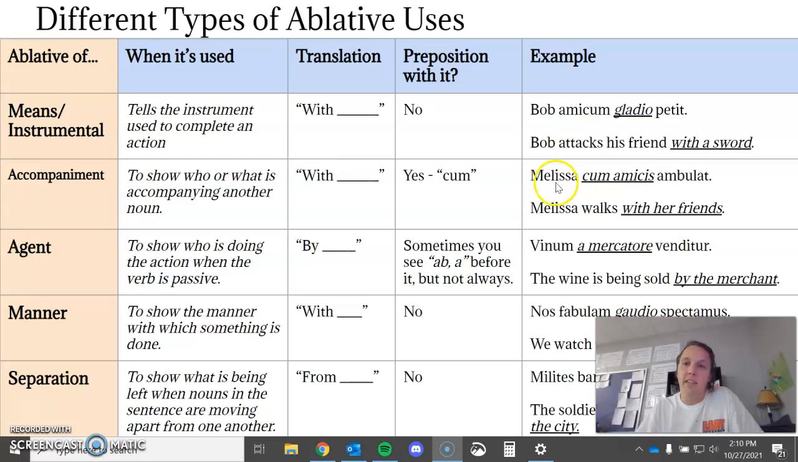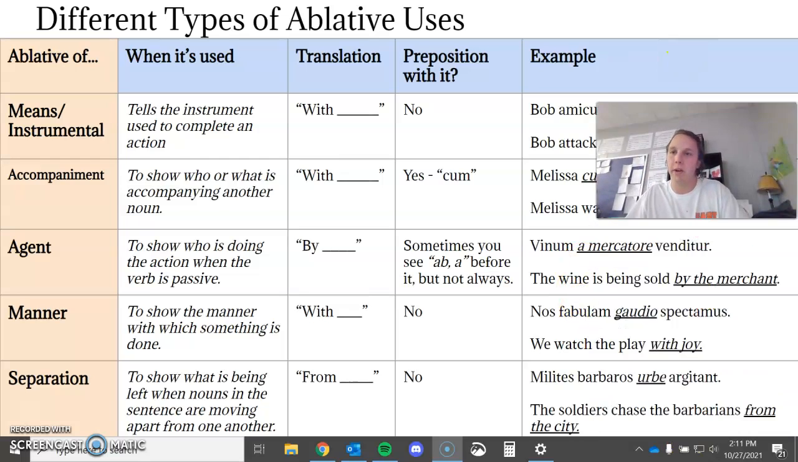So if I say Melissa cum amicis ambulat, that's saying Melissa walks with her friends. She and her friends are walking together. But if I said up here, Bob amicum amico petit, then that would be Bob attacks the friend with another friend, as in he's using that friend to beat the other friend. So that's the difference between instrument and accompaniment. Let's move up here now.